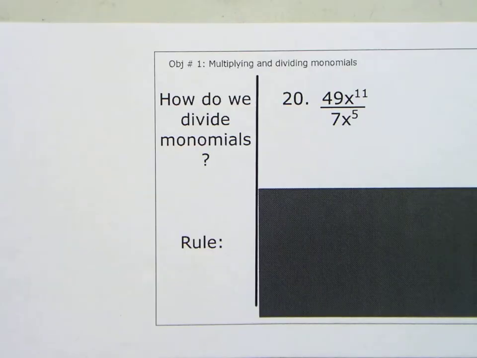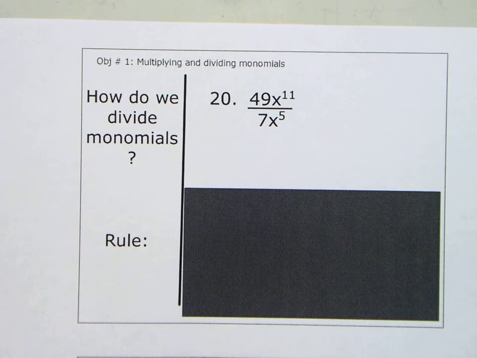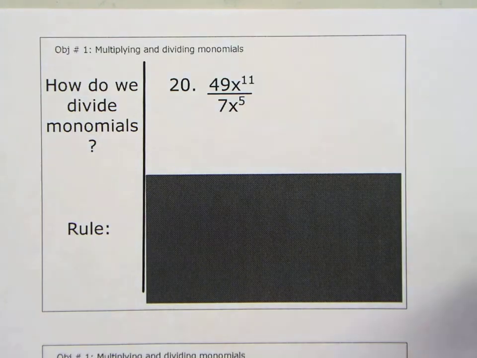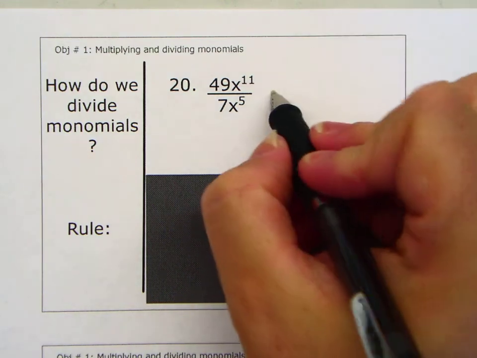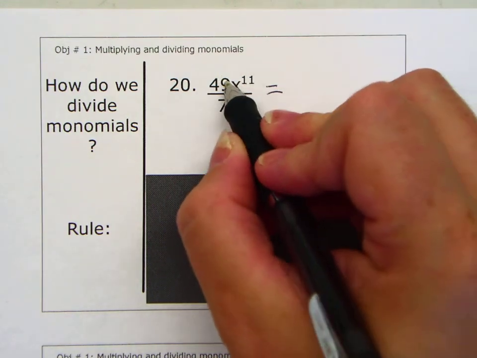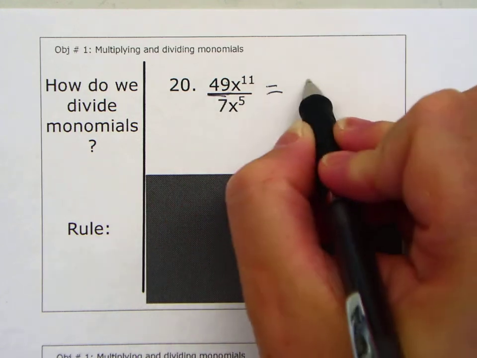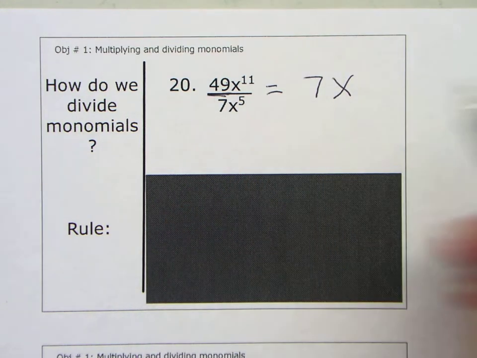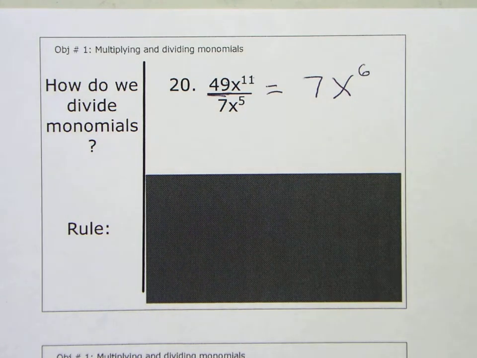Number 20. And again, I know this is a longer lesson, but it's because it's a double period. All right, so now we're dividing. Just like before, it's the same process. You divide the coefficients, subtract. 49 divided by 7. This is a division symbol, is 7. 11 minus 5 is 6. All right, 5 of those x's cancel out, and there's 6 left.